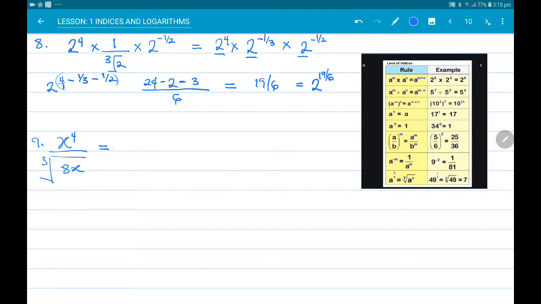6 divided by 6, 1. 1 times 1, 1. 6 times 4, 24. Minus 6 divided by 3, 2. 2 times 1, 2. 6 divided by 2, 3. 3 times 1, 3. So when you sort this out, you're going to have 19 over 6. Okay, so the final answer is going to be equal to 2 raised to the power of 19 over 6. This is pure indices.